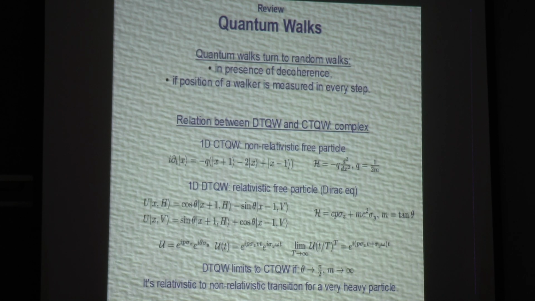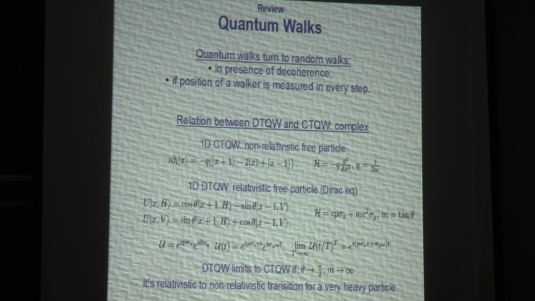Quantum walks turn to random walks in the presence of decoherence, or if the position of a walker in the graph is measured after every step. The relation between discrete and continuous time quantum walk is complex, and here I'm briefly summarizing the case for one-dimensional walks. Namely, it is possible to turn the one-dimensional continuous quantum walk transition equation to the Schrödinger equation describing a non-relativistic free particle.